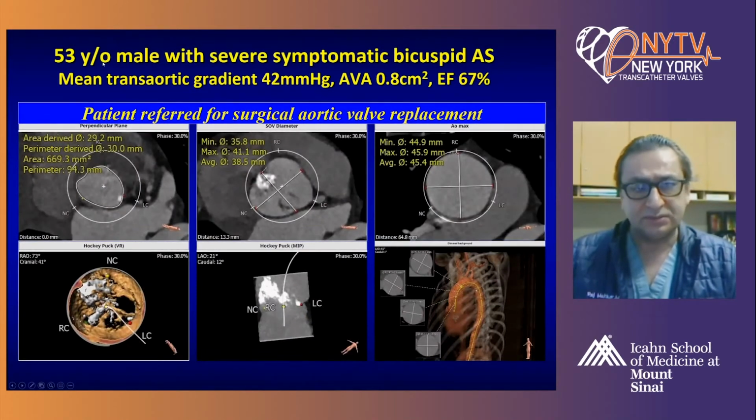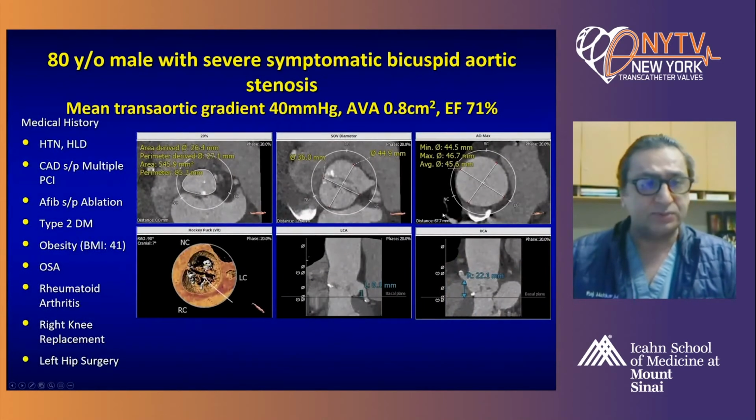Here's another patient, a 53-year-old physician with severe aortic stenosis. The showstopper for TAVR here was, in fact, the aortopathy. If you look at the aortic size, it was more than 4.5 centimeters. And in addition, the calcium was quite significant. So clearly, this is a patient that we sent for surgery as well.